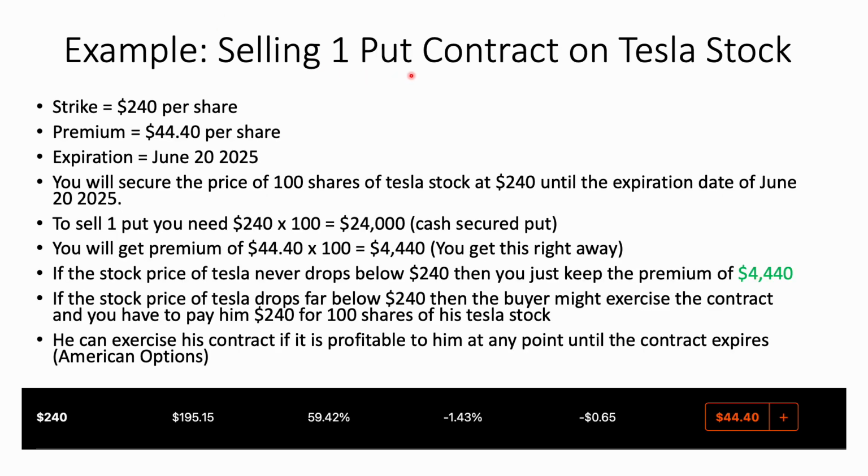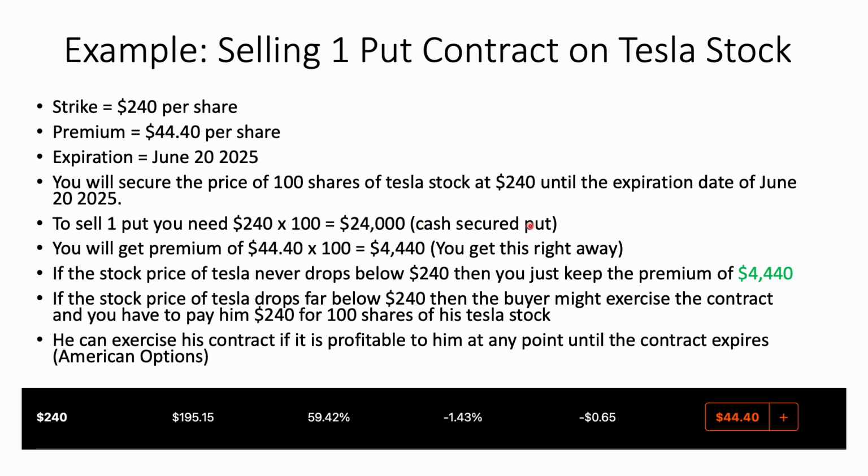All right, so let's look at an example of selling one put contract on Tesla stock. So here's a strike, $240 a share. Here's a premium, $44.40 a share. And the expiration date is June 20th, 2025. So if we sell one put on Tesla within these parameters, here's what's going to happen. You're going to secure the price of 100 shares of Tesla stock at $240 per share until the expiration date of June 20th, 2025.